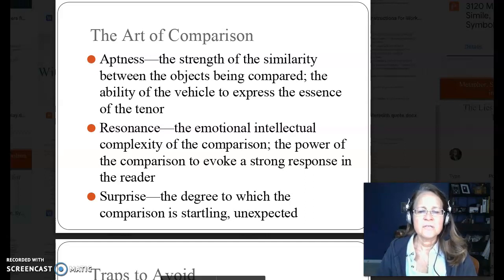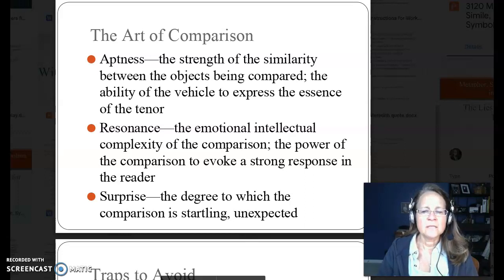Resonance would refer to the emotional and intellectual complexity of the comparison. Is it sophisticated? Think of a bell or a crystal goblet. When you tap the edge of the bell or the edge of that goblet, it rings. The sound continues for a while. A really good comparison will ring or register in our minds for a while, and we have to ponder it a bit before we fully appreciate it.